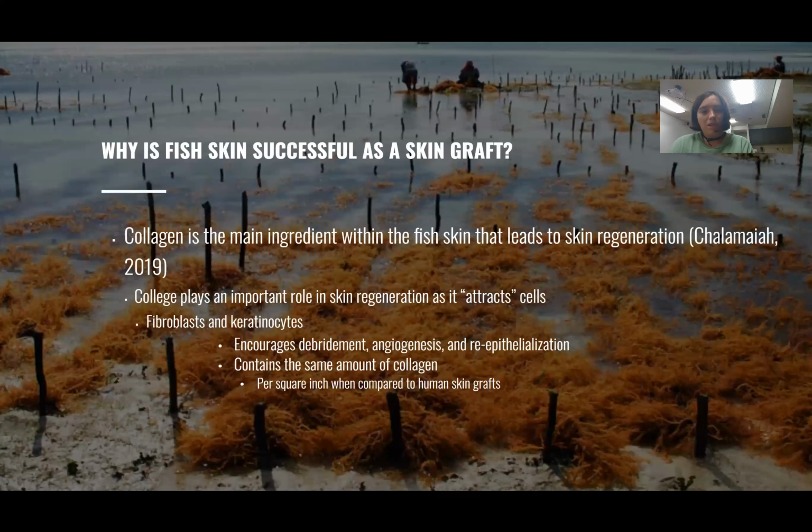So why would the fish skin be successful as a skin graft? Well, collagen is the main ingredient within fish skin, and collagen leads to skin regeneration. It plays an important role in that it attracts cells such as fibroblasts and keratinocytes, which encourage debridement and angiogenesis and re-epithelialization.